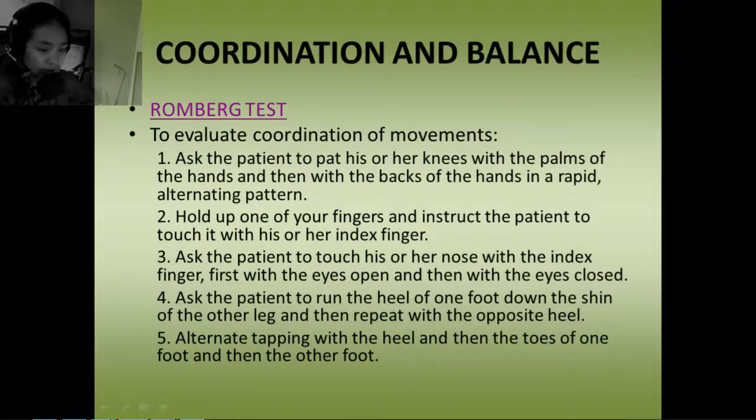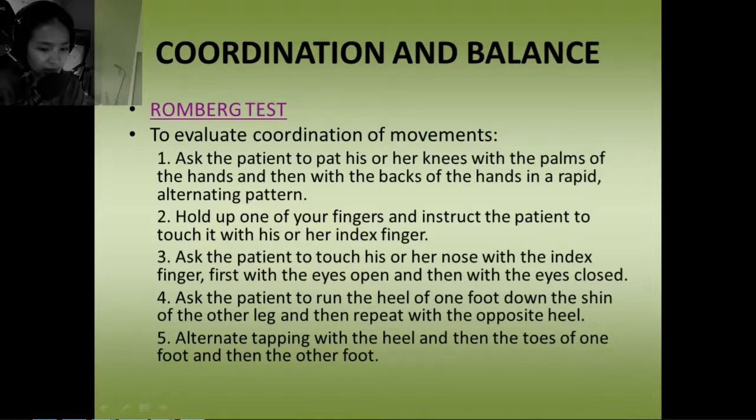Another way of assessing coordination and balance would be holding up one of your fingers and instructing the patient to touch it with his or her index finger. You're just going to hold your finger like that and then ask them to also touch your finger using their finger.